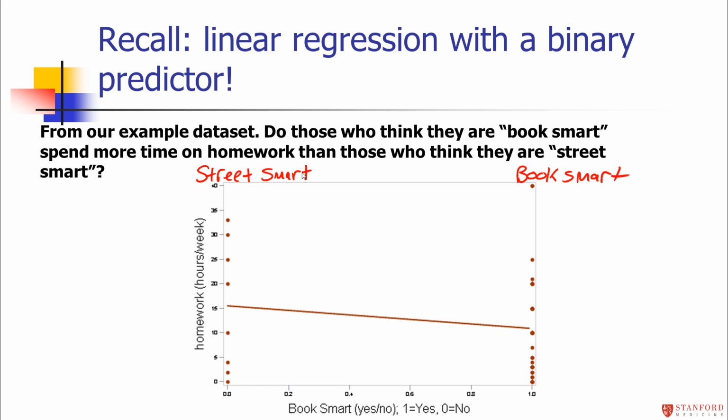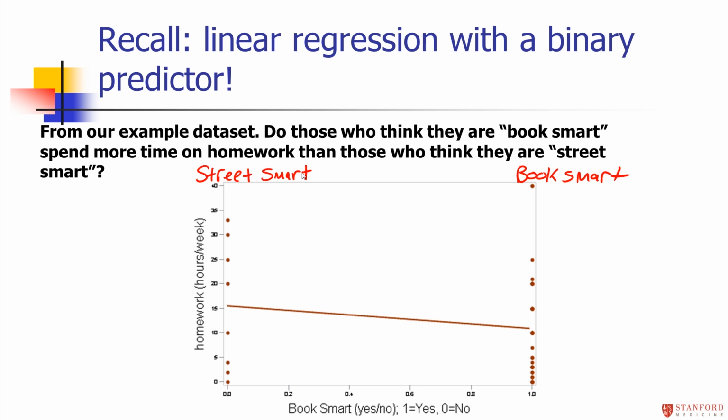So I'm graphing my predictor variable, which is just a binary, a yes, no, book smart or not. And my outcome variable here is homework in the number of hours per week. And now surprisingly, the students who consider themselves book smart, as you can see from this graphic here, actually on average do slightly less homework than the students who consider themselves street smart, for whatever reason. So it went kind of in the opposite direction from what I might have expected.